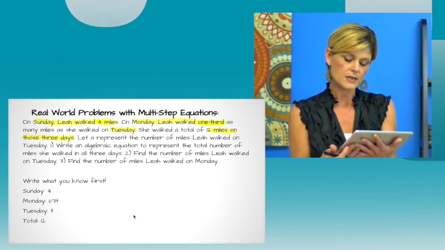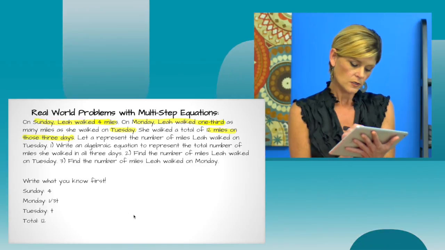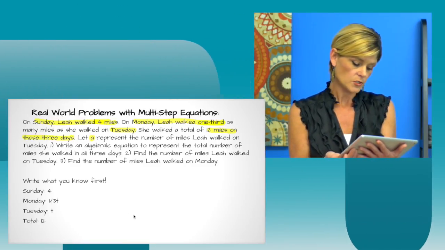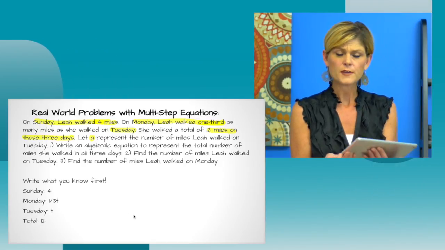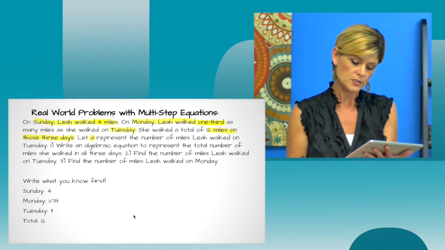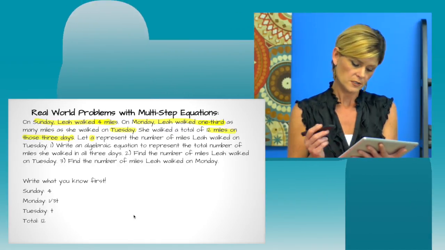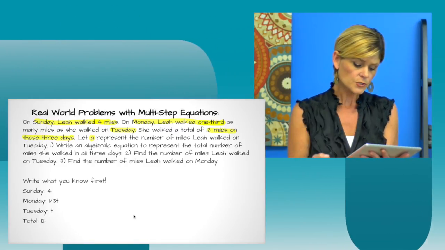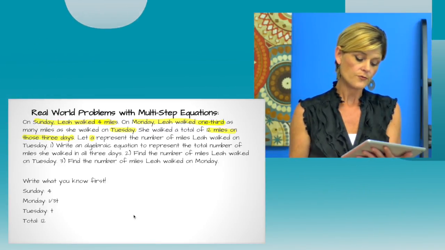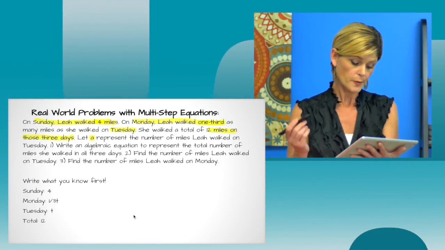Let A represent the number of miles Leah walked on Tuesday. So we've got 3 jobs. 1, write an algebraic equation to represent the total number of miles she walked in all 3 days. 2, find the number of miles Leah walked on Tuesday. And 3, find the number of miles Leah walked on Monday.